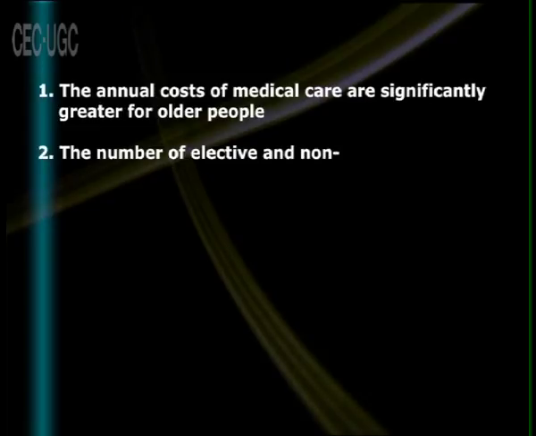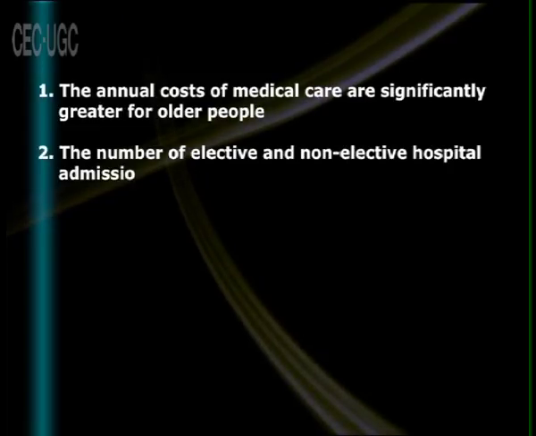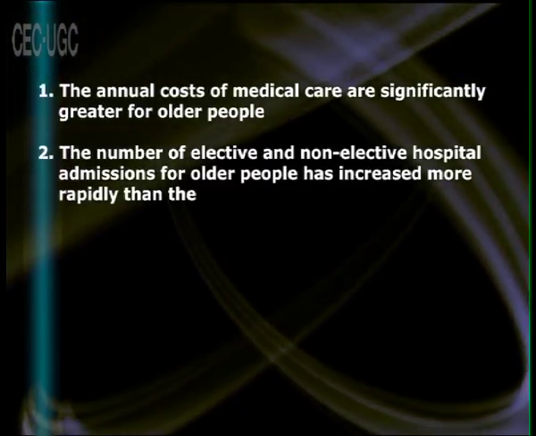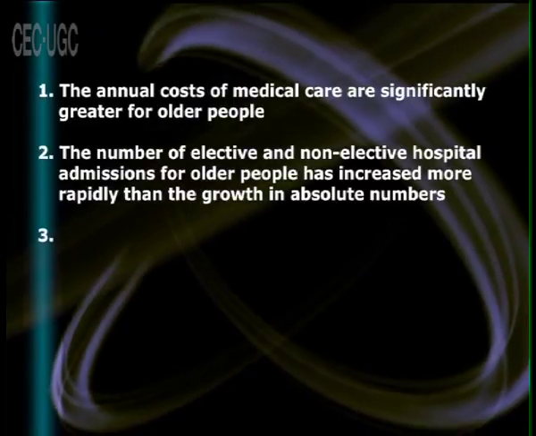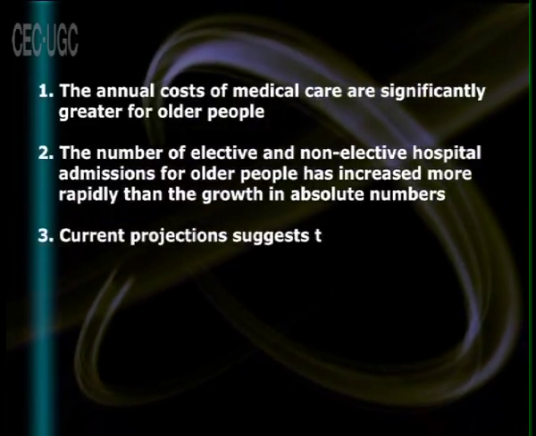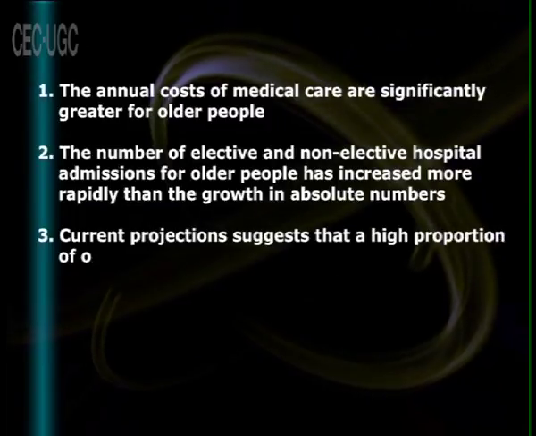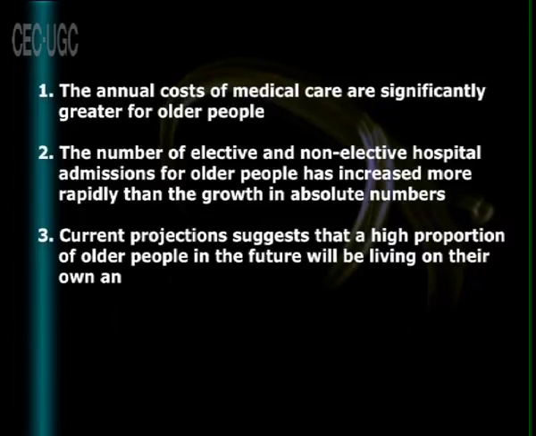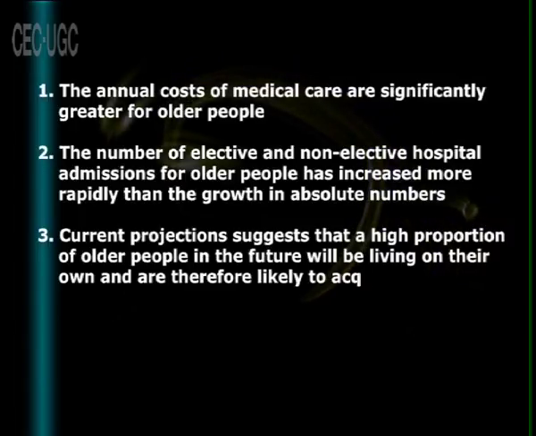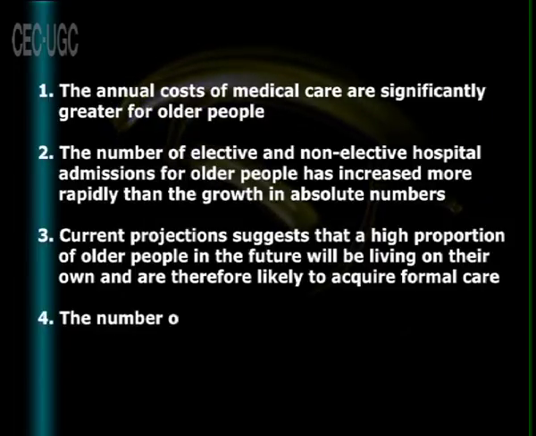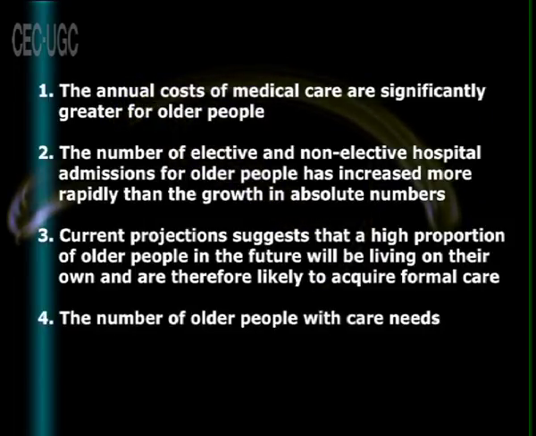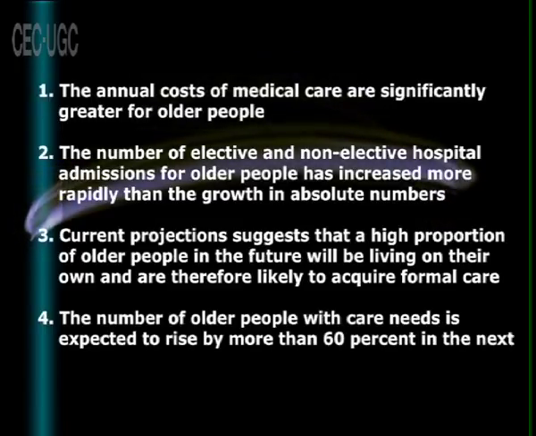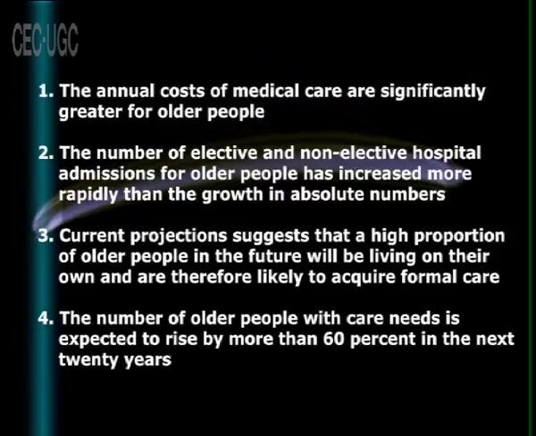Number 2, the number of elective and non-elective hospital admissions for older people has increased more rapidly than the growth in absolute numbers. Number 3, current projections suggest that a high proportion of older people in the future will be living on their own and are therefore likely to require formal care. Number 4, the number of older people with care needs is expected to rise by more than 60% in the next 20 years.